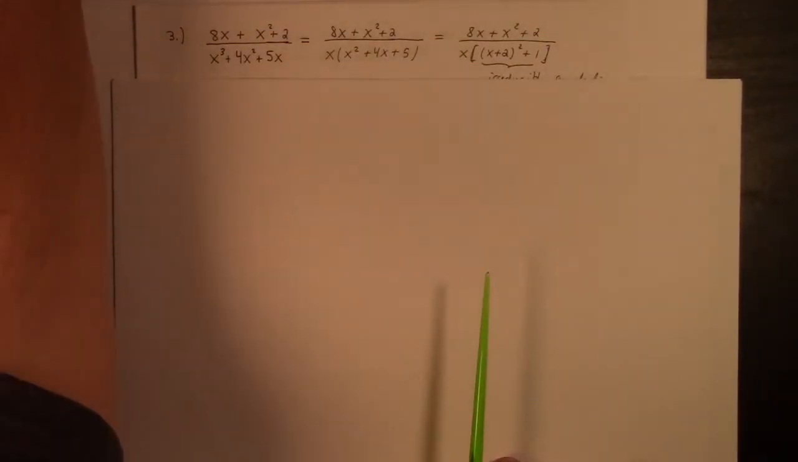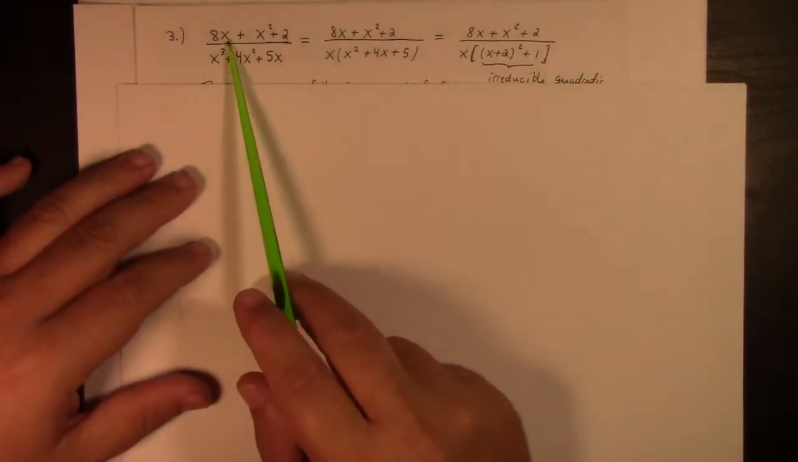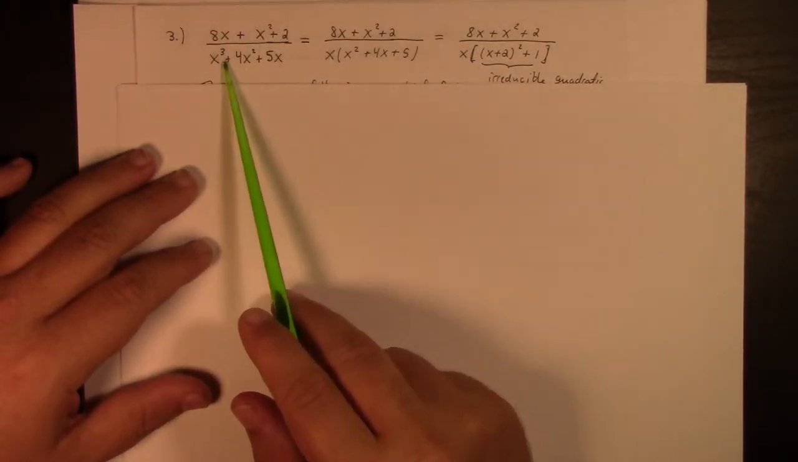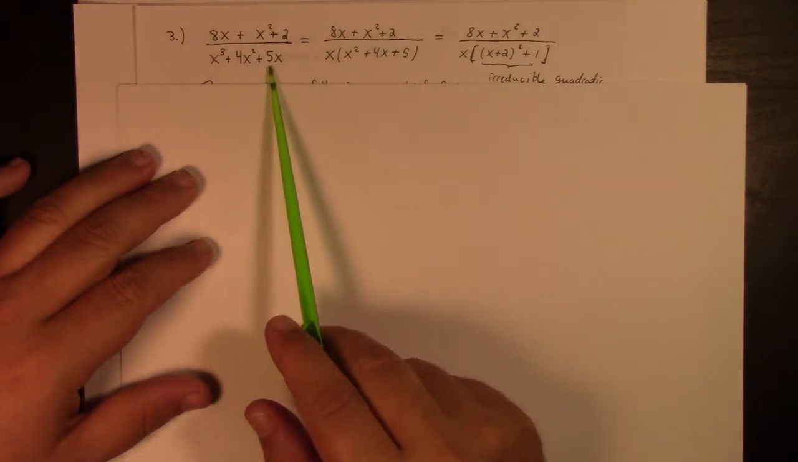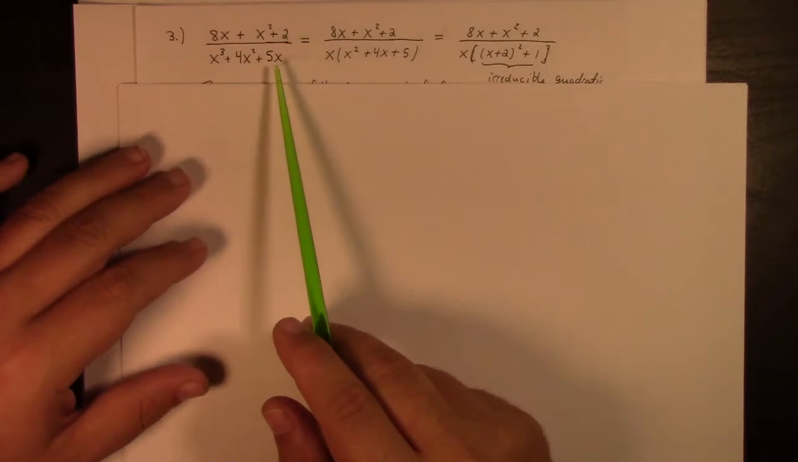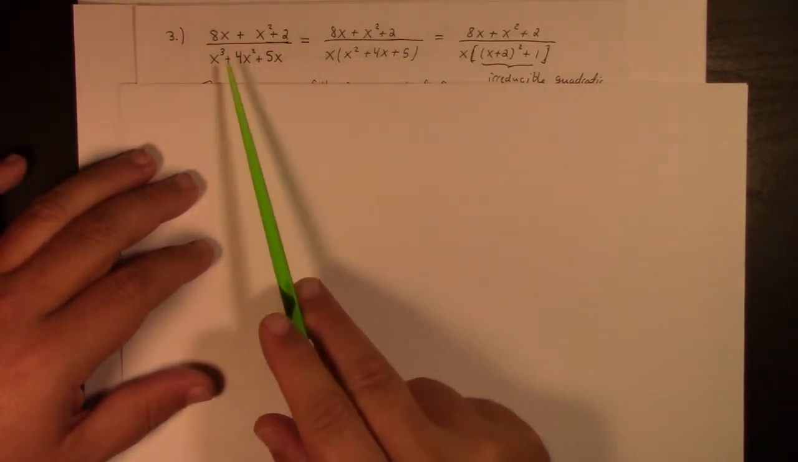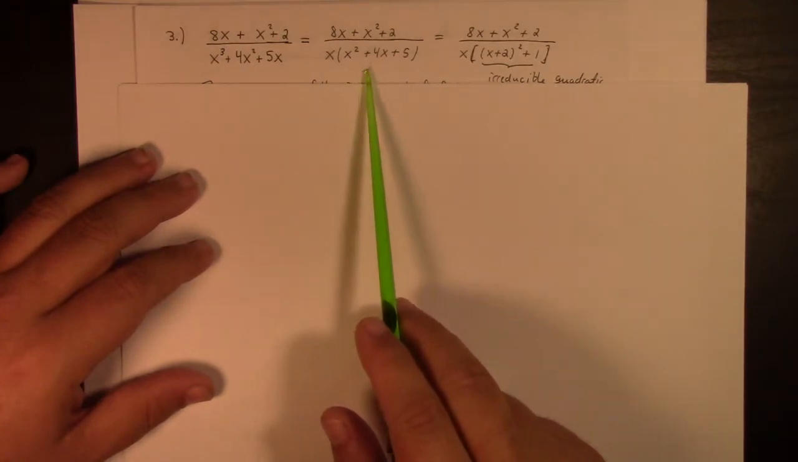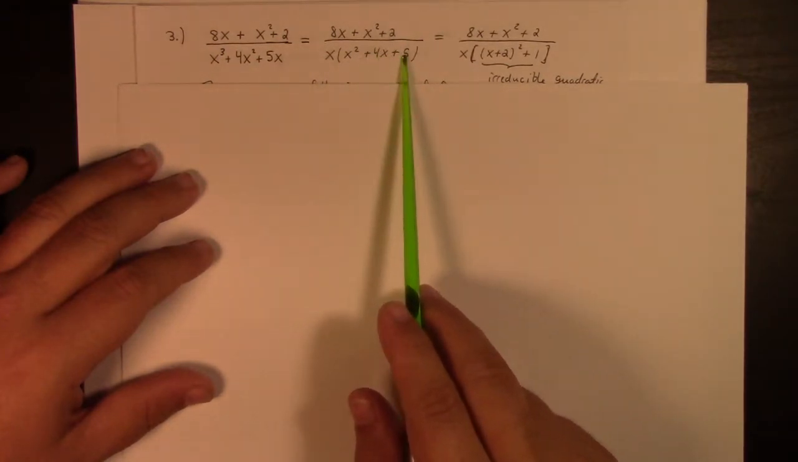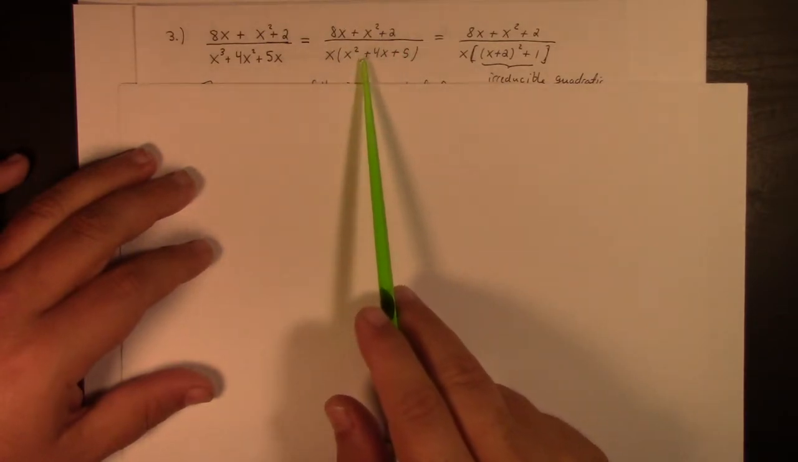Next example. Here we face the integral of 8x plus x squared plus 2 over x cubed plus 4x squared plus 5x. As I say every time, the first and most important step is to carefully factor the denominator. All right, so we carefully factor the denominator by factoring out x, and that gives me x times x squared plus 4x plus 5. Now this guy right here does not factor over the real numbers.